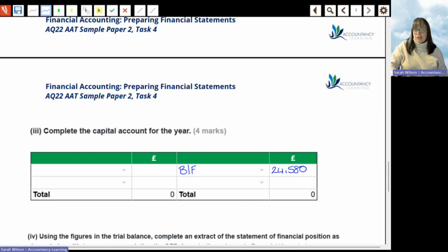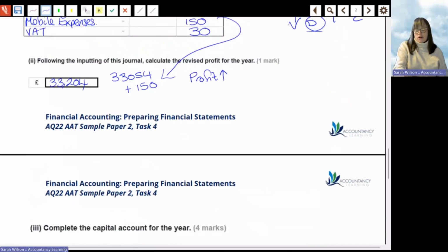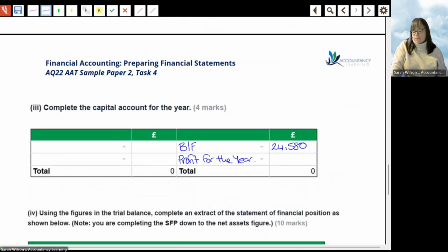Now, what else do we need to add in? So she's got 24,580 capital and she's made a profit for the year. So that's then owed to her. So profit for the year. And we need to take our new figure from the question that we've just done.